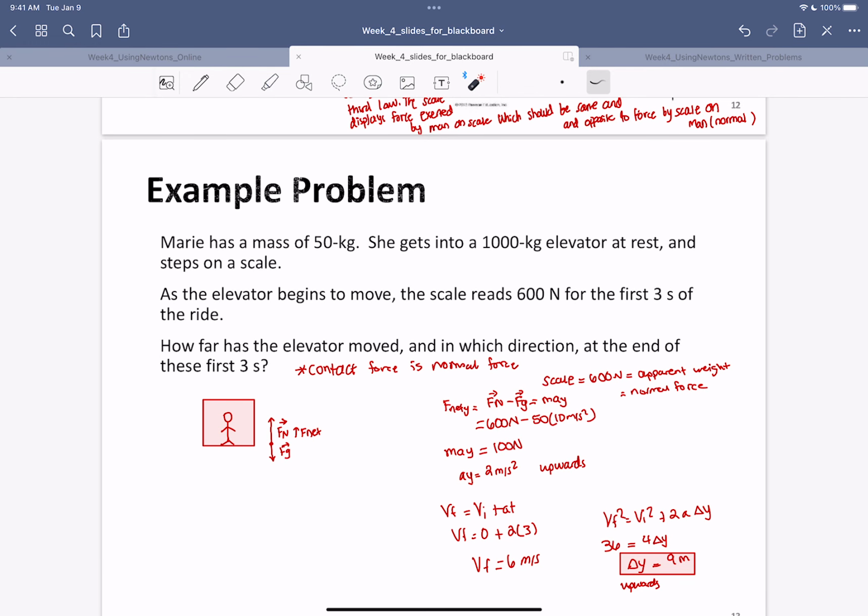But let's see here. Marie has a mass of 50 kilograms. She gets into a 1,000 kilogram elevator at rest and steps on a scale. As the elevator begins to move, the scale reads 600 newtons for the first 3 seconds of the ride.